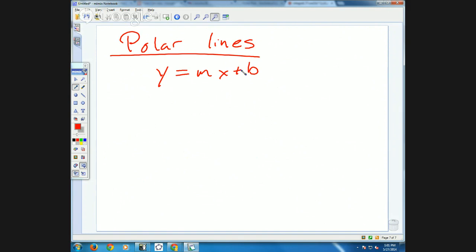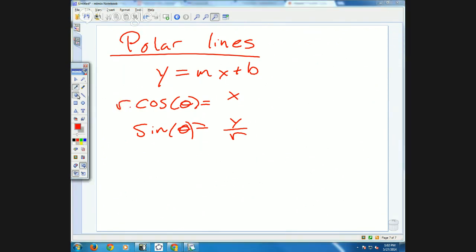So let's see. I seem to remember that the cosine of theta is equal to x over r, and the sine of theta is equal to y over r. So that means I can say x is r times the cosine of theta, and y must be r times the sine of theta. So we can use these equations to substitute in.